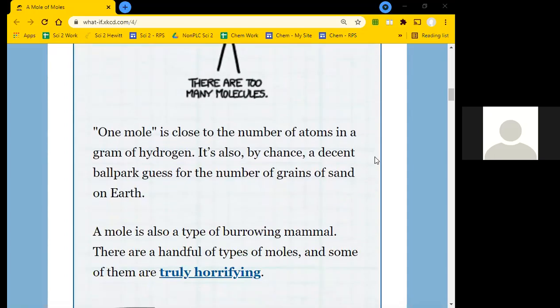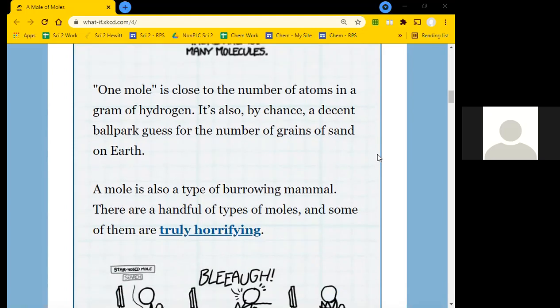1 mole is close to the number of atoms in a gram of hydrogen. It's also, by chance, a decent ballpark guess for the number of grains of sand on Earth. So if you want to measure a sand castle, it's going to be less than a mole of grains of sand. Unless you use all of the sand on Earth, including the sandstone, and grind it into grains.